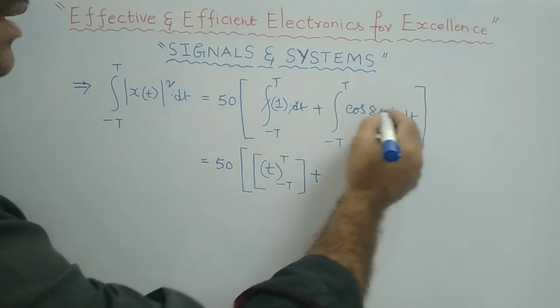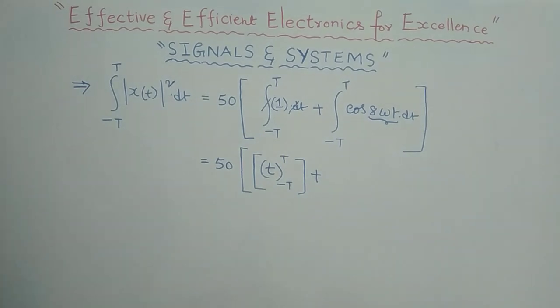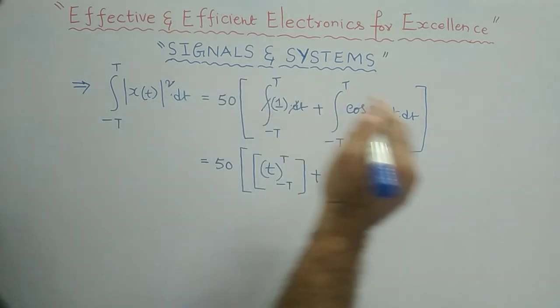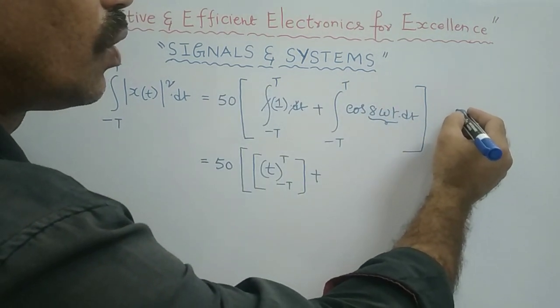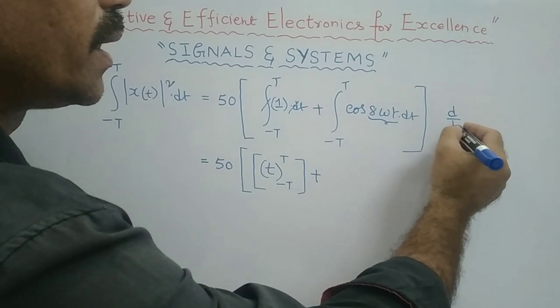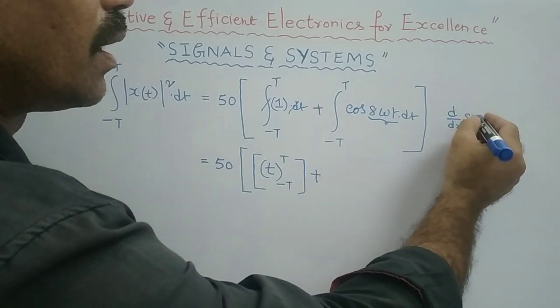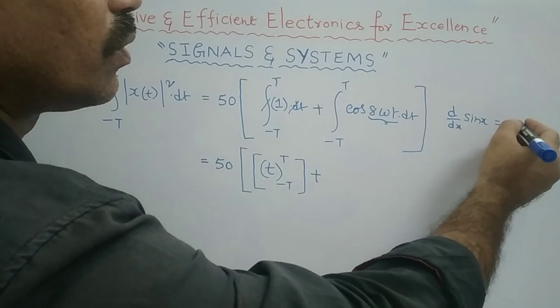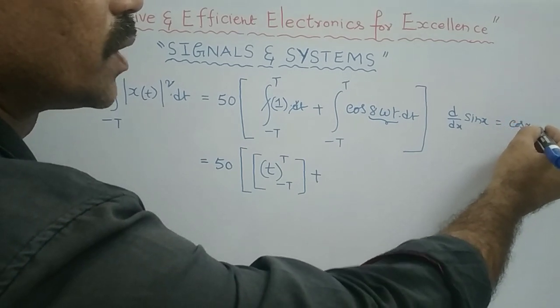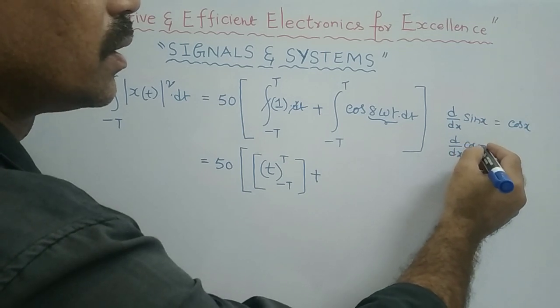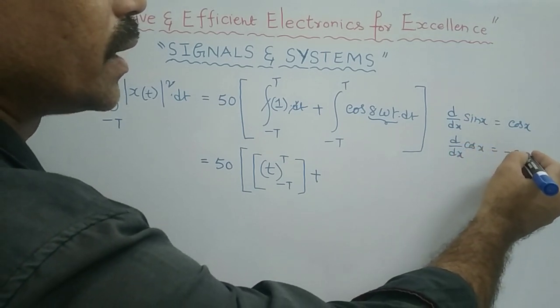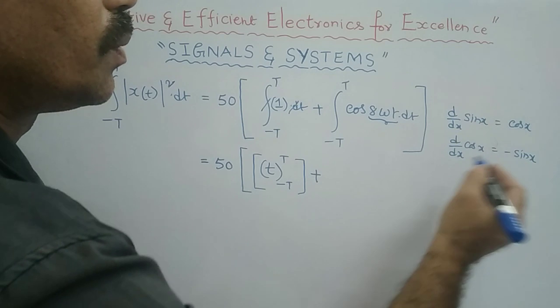Again, you consider it as the integral of cos theta. What is the integral of cos theta? From the definition of the trigonometric functions, you remember this: d by dx of sin x is equal to cos x. Clear? And d by dx of cos x is equal to minus sin x. These you have to remember.